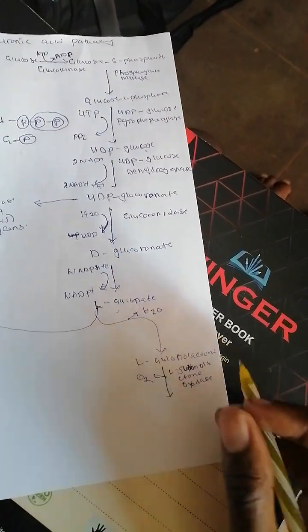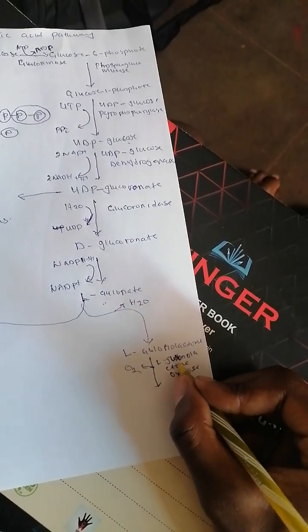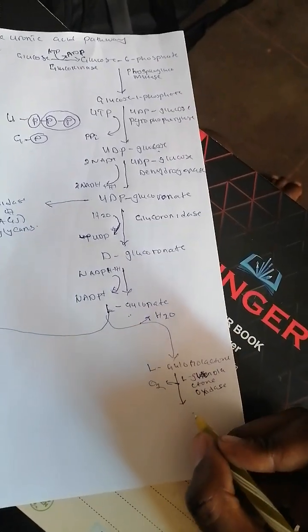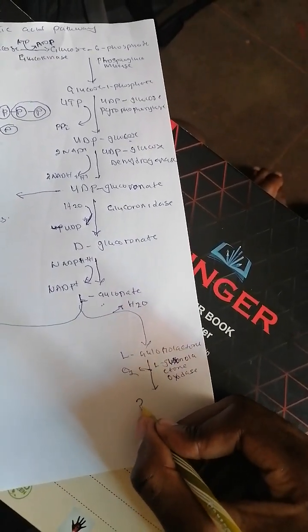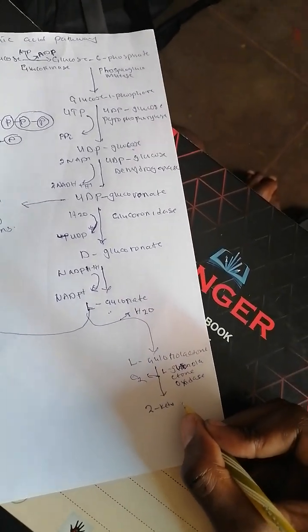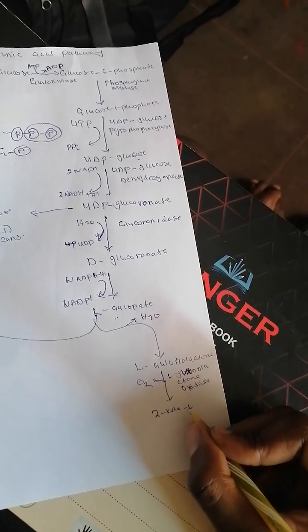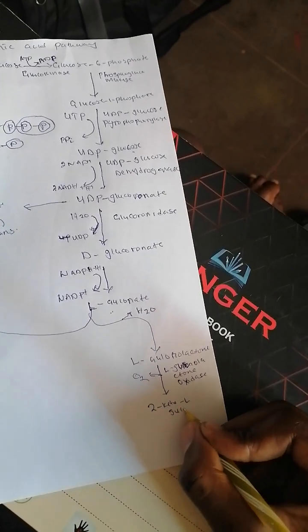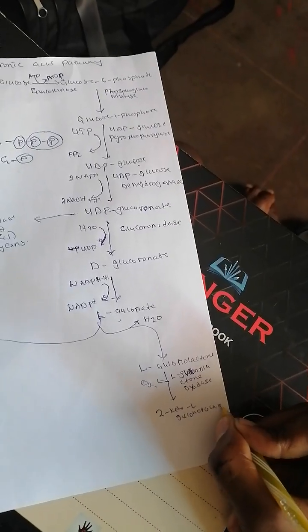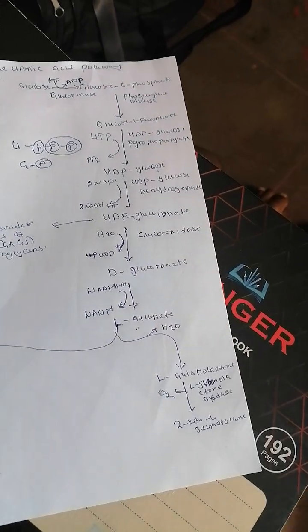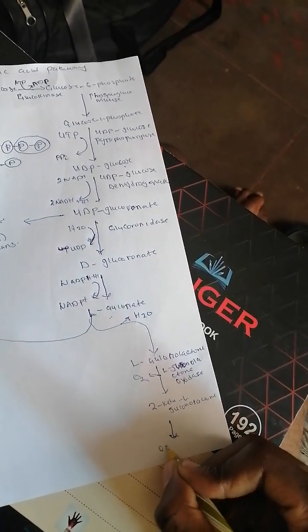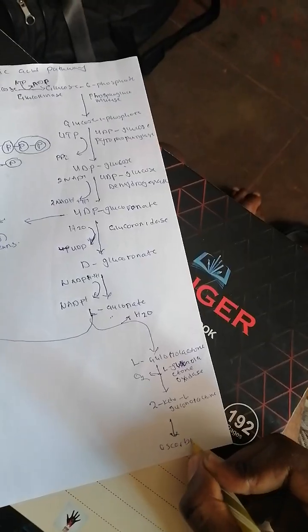Okay, L-gulonolactone, so it's gulonolactone oxidase, becomes converted to keto-L-gulonolactone, which is later converted to ascorbic acid.